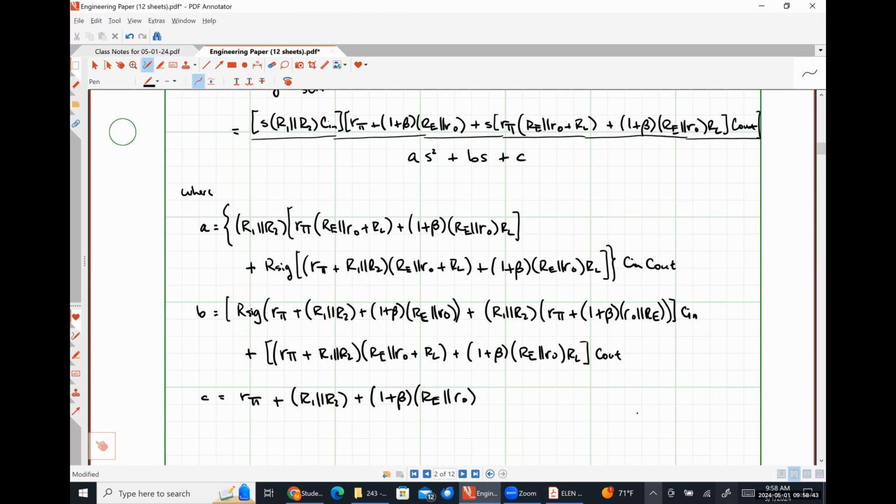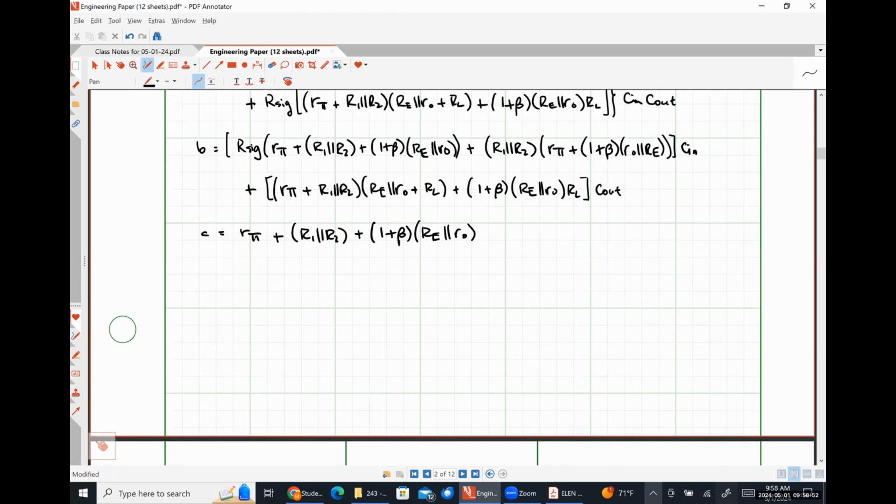Now, let's talk about if we wanted to do the short circuit time constant method to estimate where our midband begins, what that would entail. Right, so this will be pretty easy.